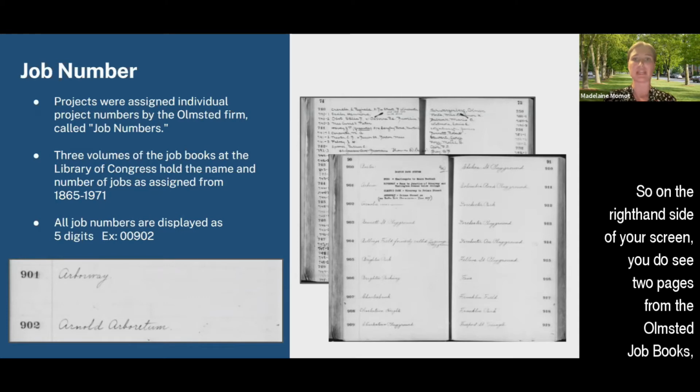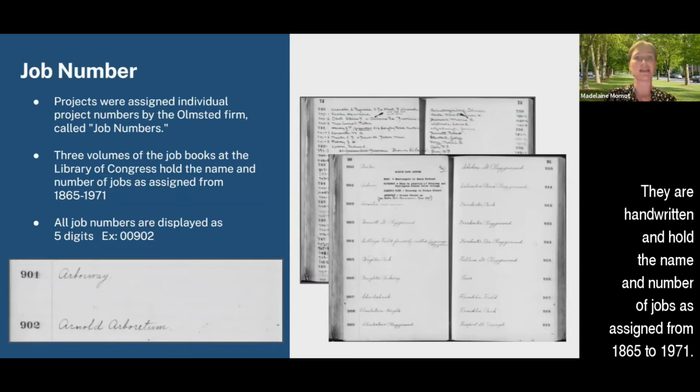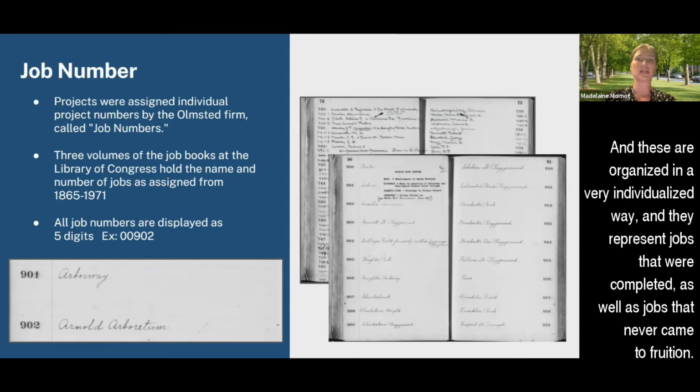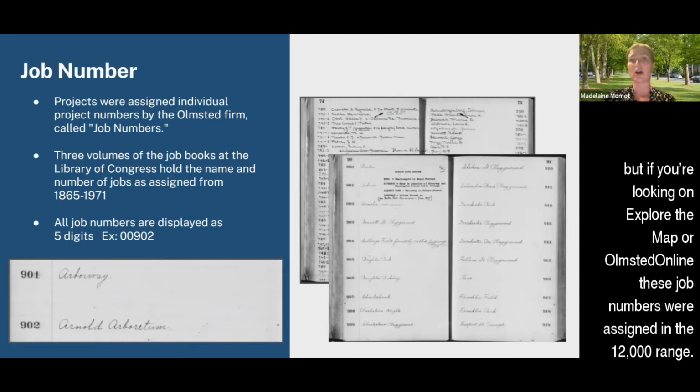So on the right-hand side of your screen, you do see 2 pages from the Olmsted job books, and there are 3 volumes of job books held at the Library of Congress. They are handwritten and hold the name and number of jobs as assigned from 1865 to 1971. And these are organized in a very individualized way, and they represent jobs that were completed, as well as jobs that never came to fruition. So some of Frederick Law Olmsted's earlier projects were given numbers at a later date, and thus they're not in the job books. But if you're looking on Explore the Map or Olmsted Online, these job numbers were assigned in the 12,000 range.